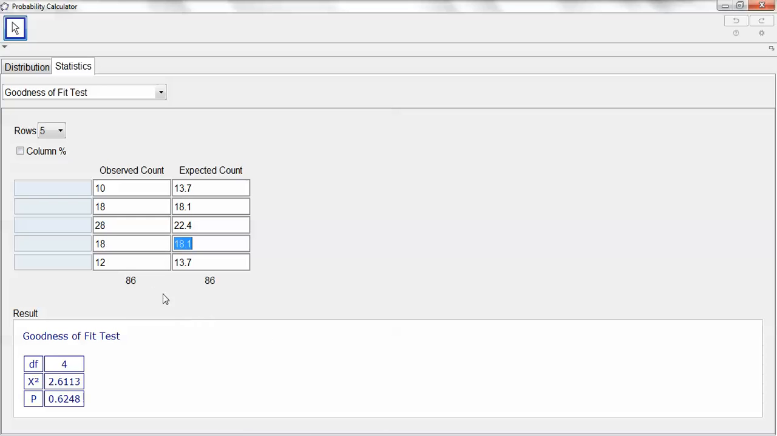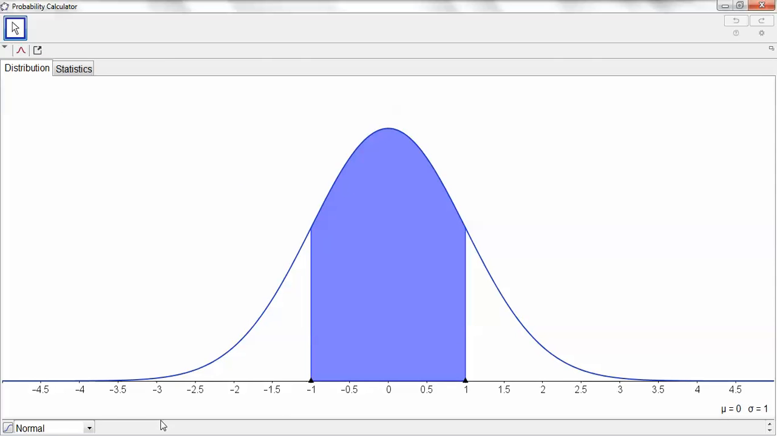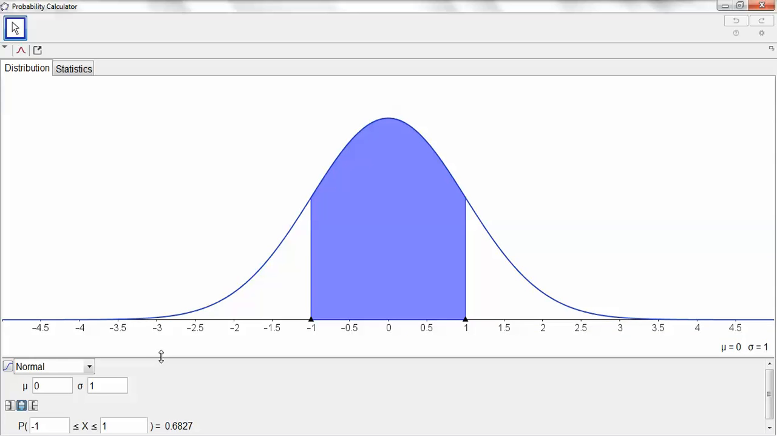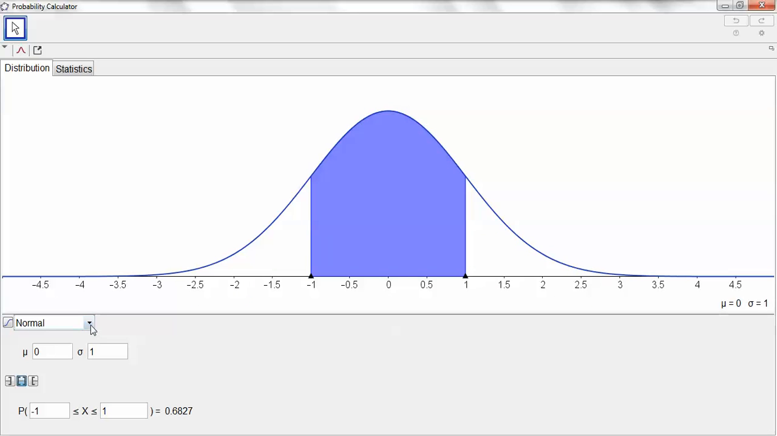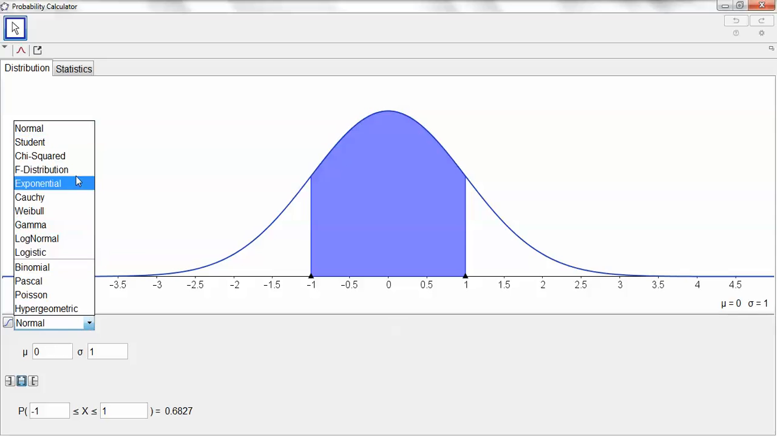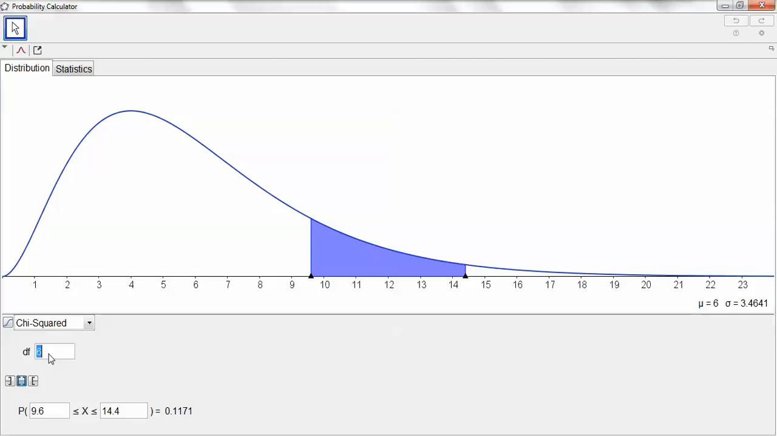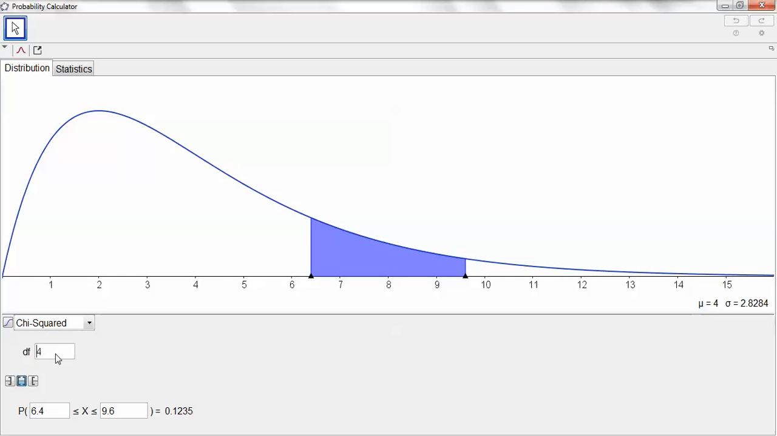What we might want to do though is have a good visual representation of what's going on. So we come across here to this section. We're going to use all the windows and aspects of GeoGebra for this. So we select chi-squared, and the degrees of freedom for this question, because we had 5 entries in the table, and you take off 1, is going to come down to 4. So that's what it looks like, and we can just export that into the graphics view.